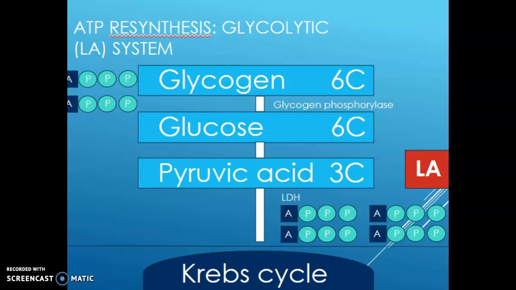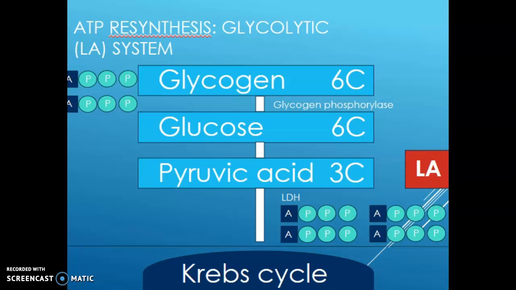A key disadvantage of this system is the lactic acid produced at the end, which fatigues the muscle and is a byproduct of the creation of ATP. It initially begins with glycogen, which is stored and converted into glucose through the enzyme glycogen phosphorylase, and this glucose is further broken down by phosphofructokinase to produce pyruvic acid.